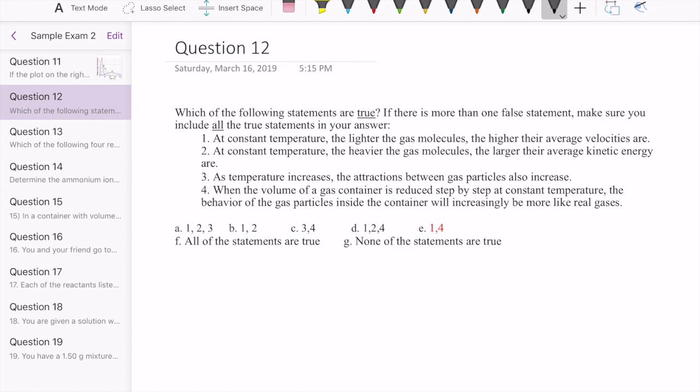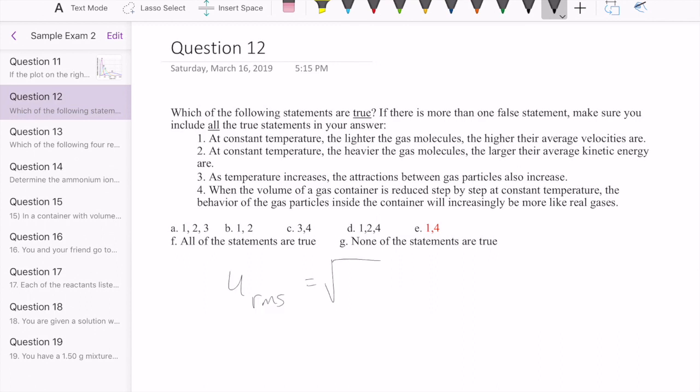It says that at constant temperature, the lighter the gas molecules, the higher their average velocities are. Okay, the gas velocity or the gas speed equation is u_rms equals the square root of 3RT over m. And of course, this equation tells you that there is an inverse relationship between speed and molar mass, which just means that the lighter the molar mass, the smaller the number here at the bottom, the bigger the speed will be, which is what that's saying there in statement 1. So that would be true.